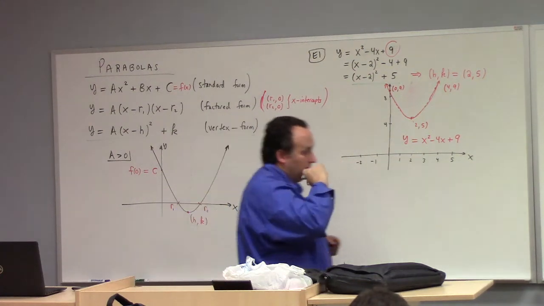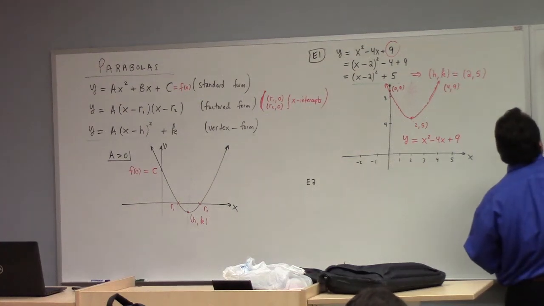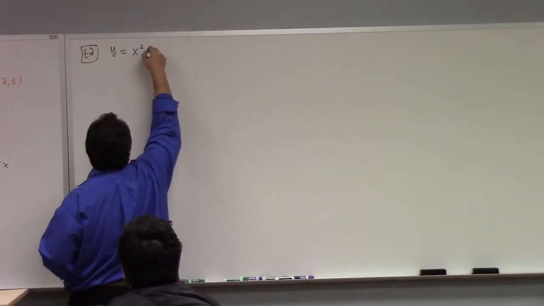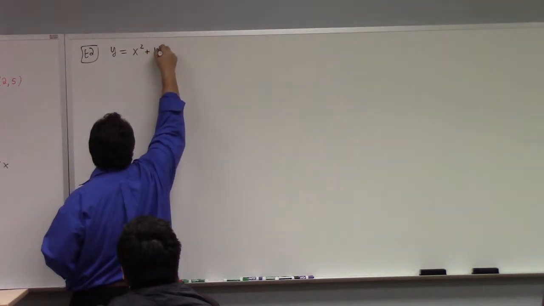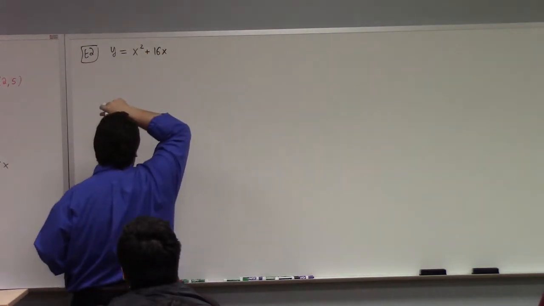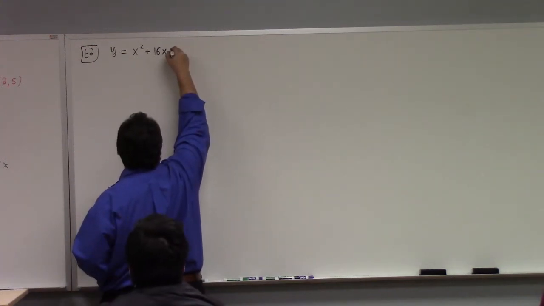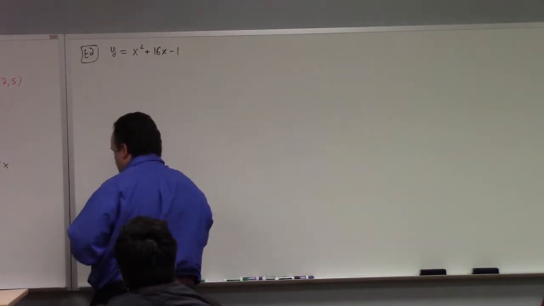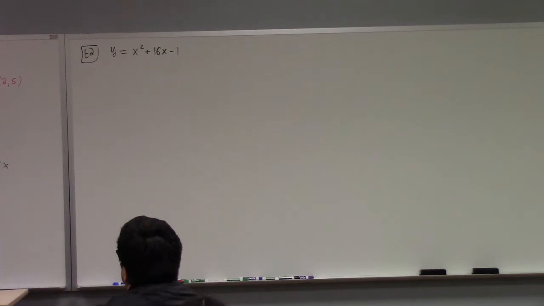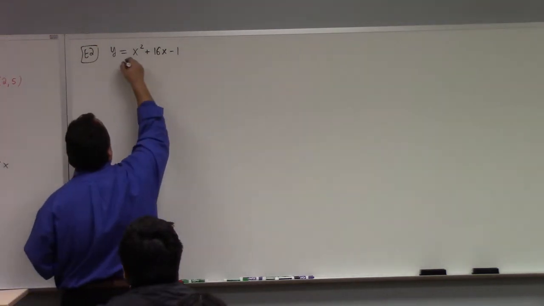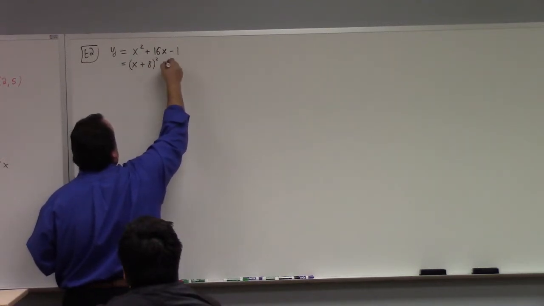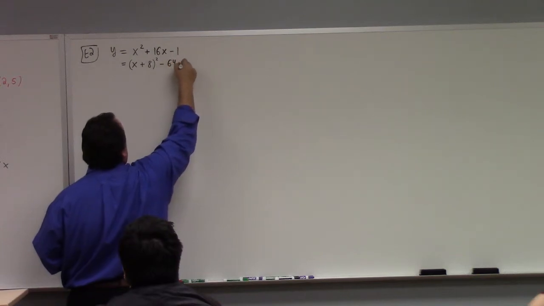Well, let me put it over here. Suppose we had y equals x squared plus 16x minus 1, there. Fine. Ugly, but we can do it. All right, so complete the square here. We get x plus 8 quantity squared, minus 64 minus 1.